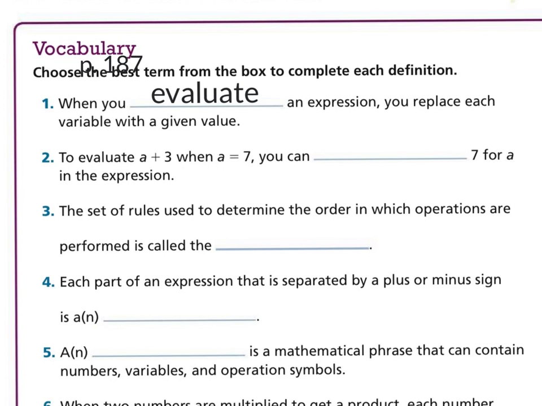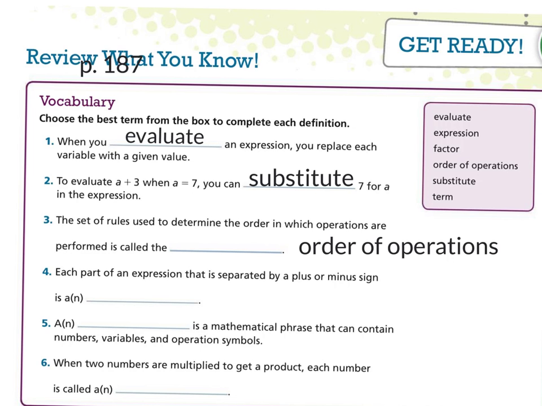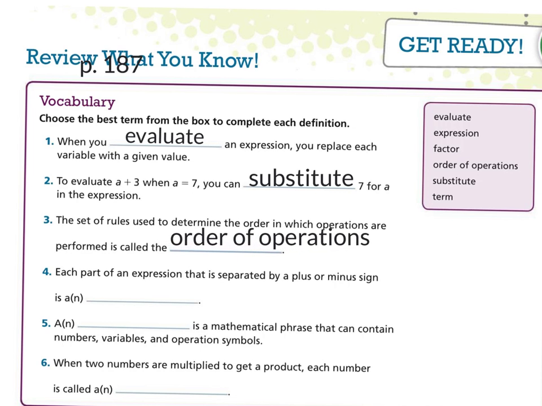Number 2, to evaluate a plus 3 when a equals 7, you can blank 7 for a in the expression. And that would be substitute. We're substituting the 7 in place of the a. Number 3, the set of rules used to determine the order in which operations are performed is called the, and that would be the order of operations. Makes sense?